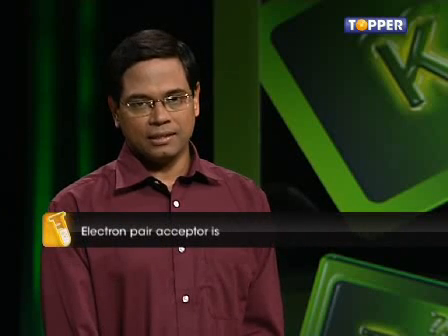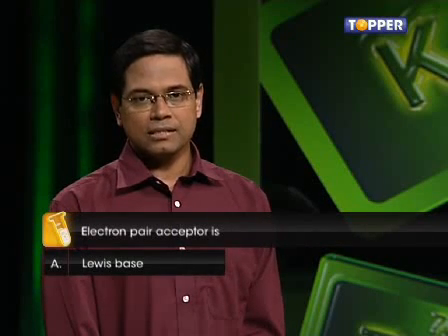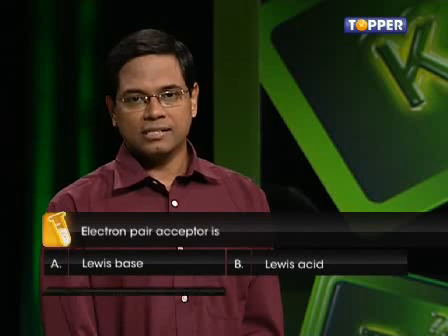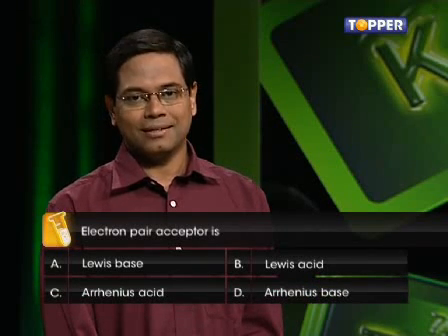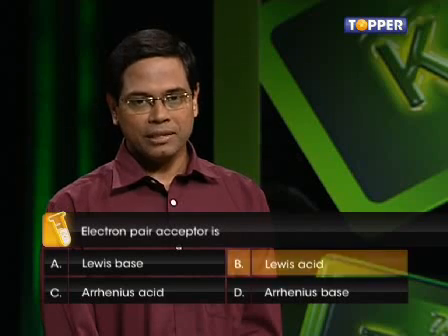Electron pair acceptor is A, Lewis base, B, Lewis acid, C, Arrhenius acid, D, Arrhenius base. The right answer is option B, Lewis acid. It's time now to evaluate your scores.